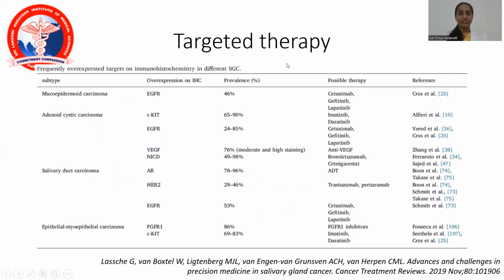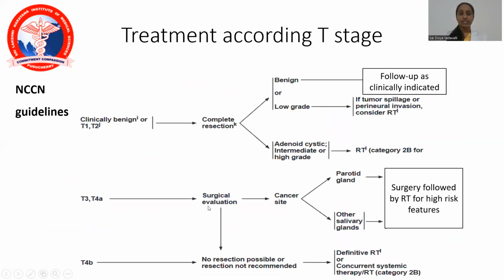Newer therapies for parotid malignancies, as seen in a lot of other malignancies, is targeted therapy. This here is a list of targeted therapies that can be used for different types of pathologies of salivary gland tumors. This slide summarizes the stage-wise treatment as per the NCCN guidelines.